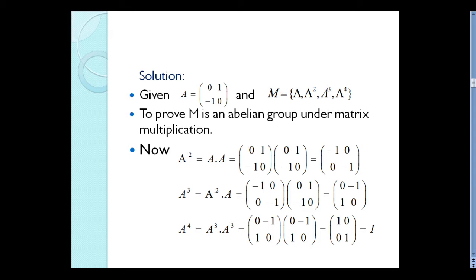So A square is equal to A into A, matrix into matrix, which gives the A square matrix value. A cube is equal to A square into A. It's a matrix multiplication. We get this one. Then A power 4 is equal to A cube into A. We are getting this matrix, and this is nothing but 1 0 0 1, which is the identity matrix. We take it as I.